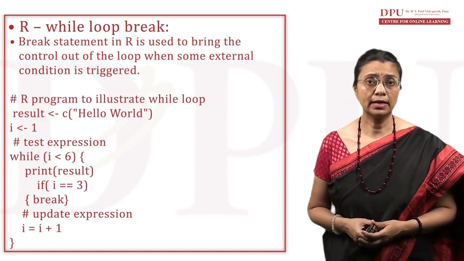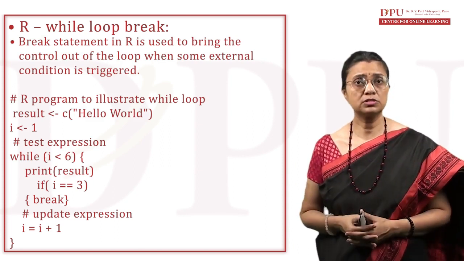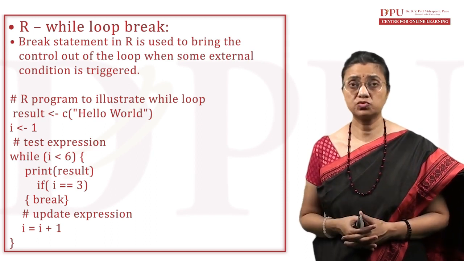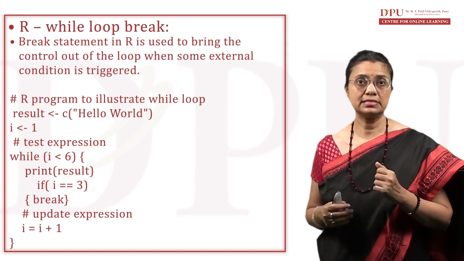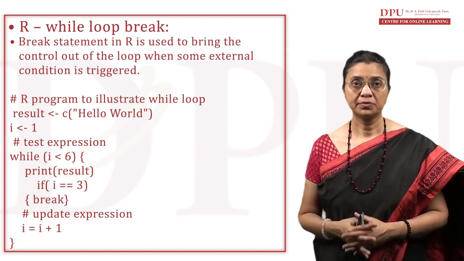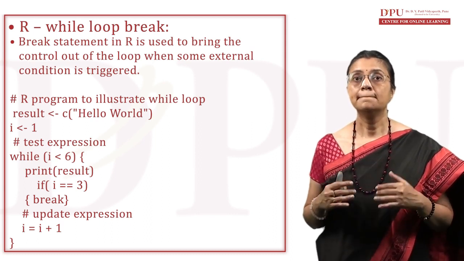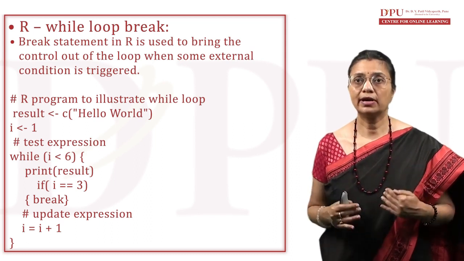So here you can understand that we have a program which says result is equal to c of hello world, which is our string, and I equals 1. The test expression is while I is less than 6, print result. The break condition is: if I is equal to 3, break, which means if the value of I becomes 3, come out of the while loop.